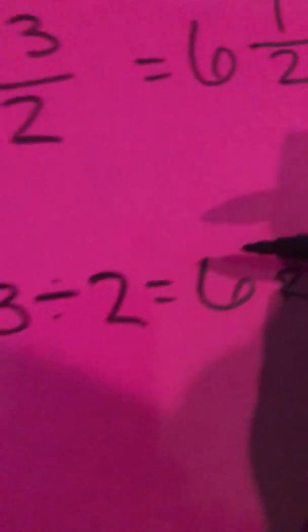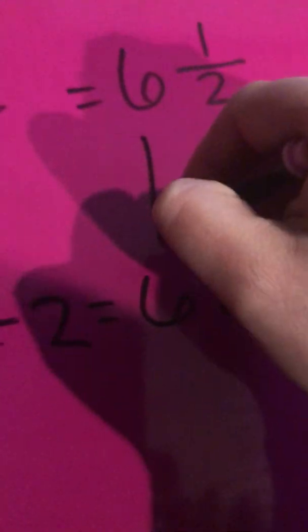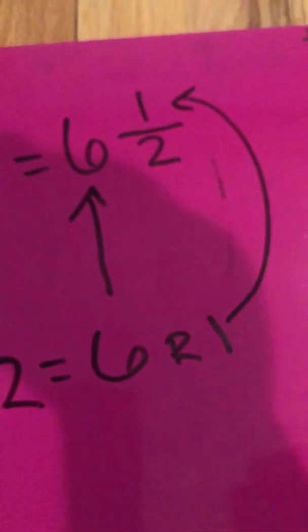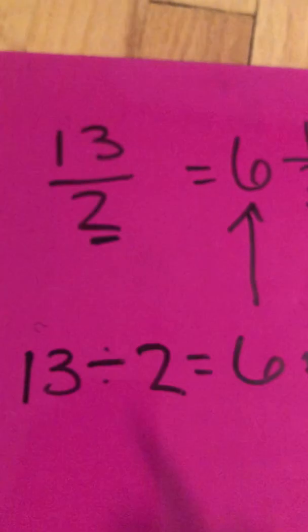My whole number in my quotient, remember we did 13 divided by 2, my whole number in my quotient becomes my whole number in my mixed number. My remainder here becomes my numerator, and my denominator of 2 is the same denominator.